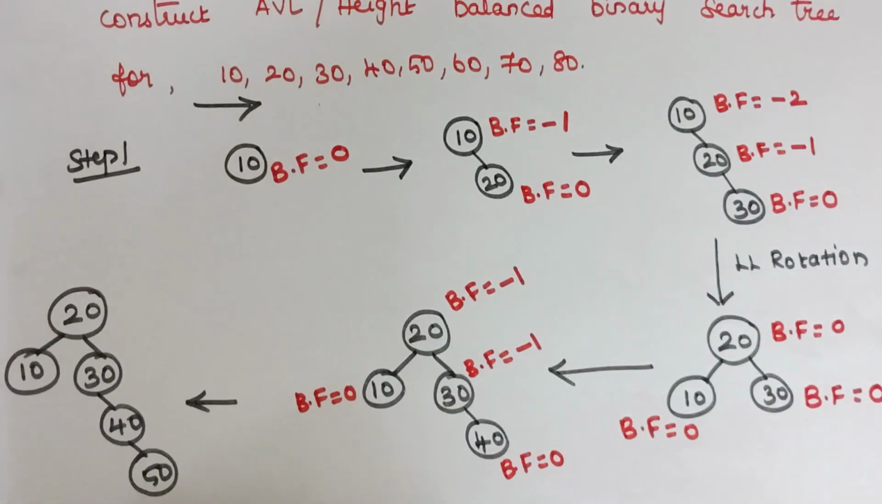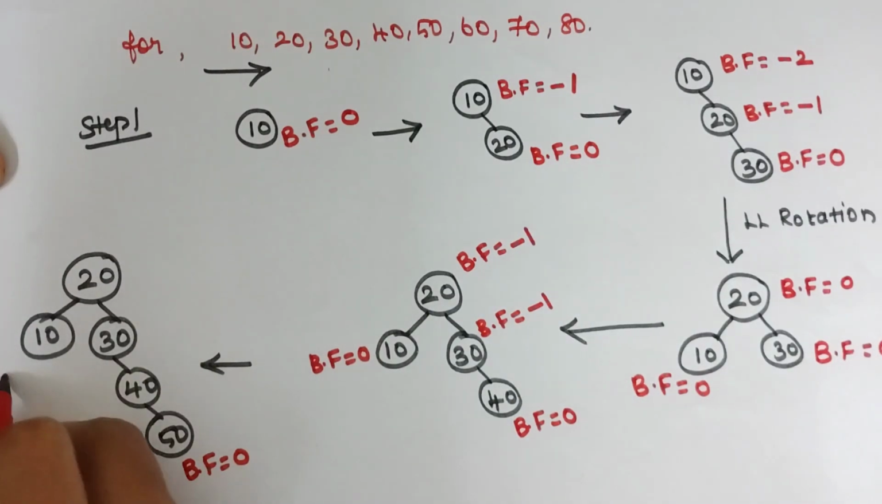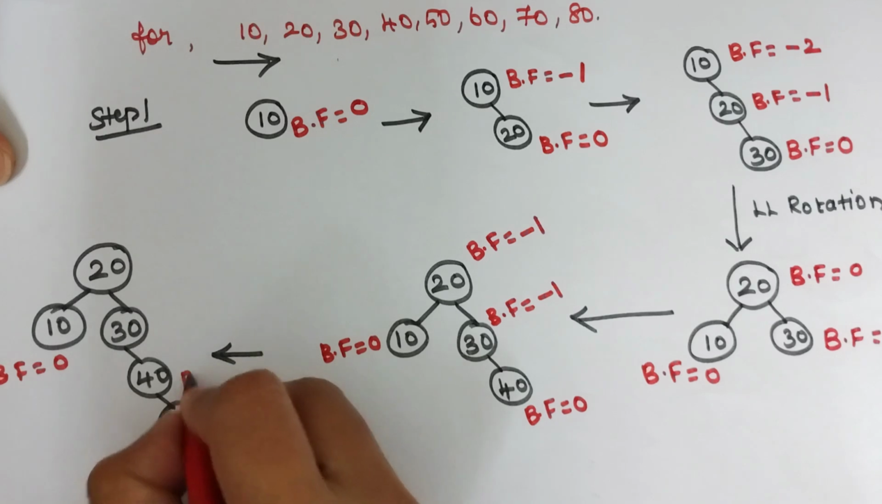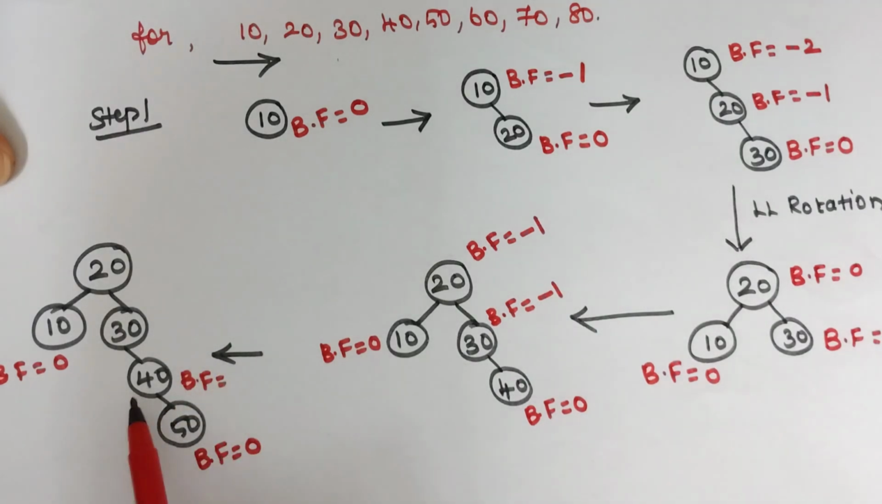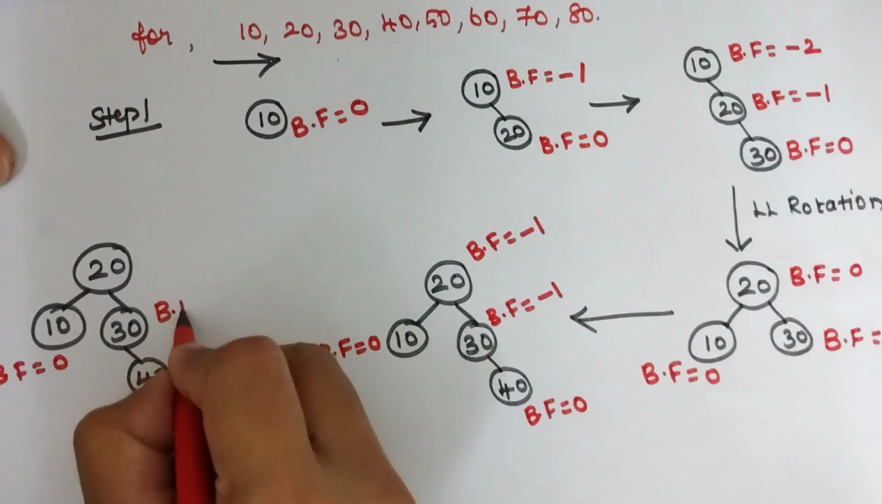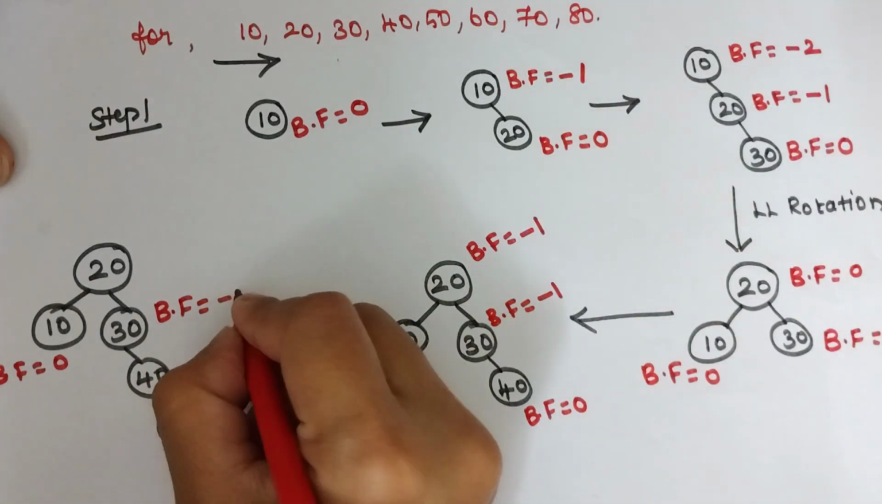After insertion, now again check for the balance factor. Balance factor for 50 is 0 because it is a leaf node, and balance factor for 10 is also 0 because this is also a leaf node. Now what is the balance factor for 40? Okay, so left child height is 0 and right subtree height is 1. So 0 minus 1, minus 1. Now coming to 30. What is the balance factor of 30? Left side 0. Coming to right subtree, height is 2. So 0 minus 2, minus 2.